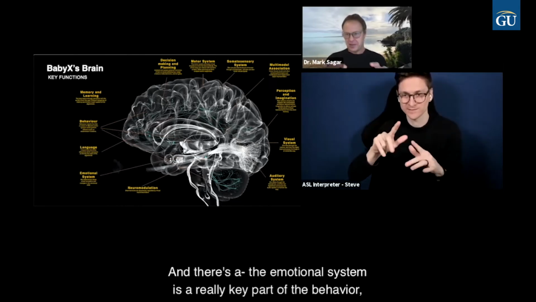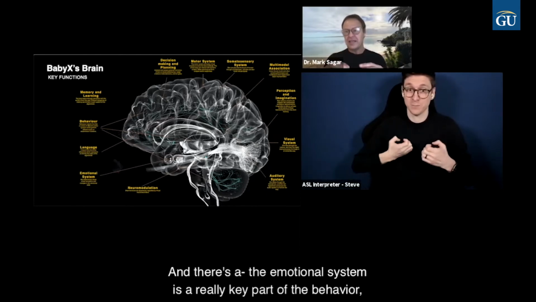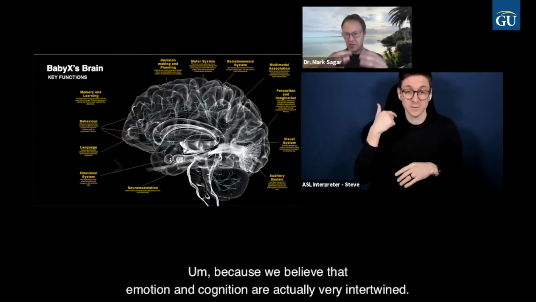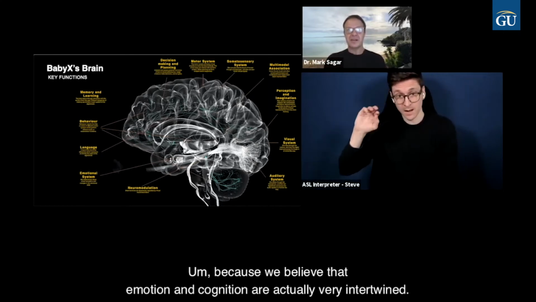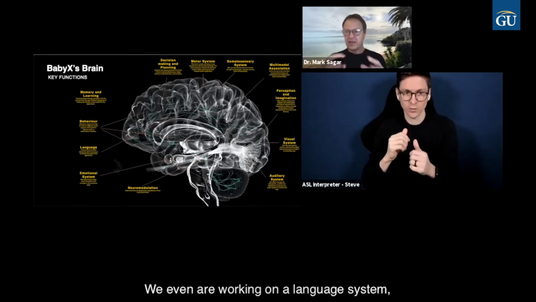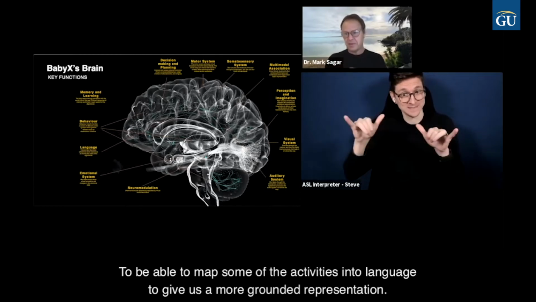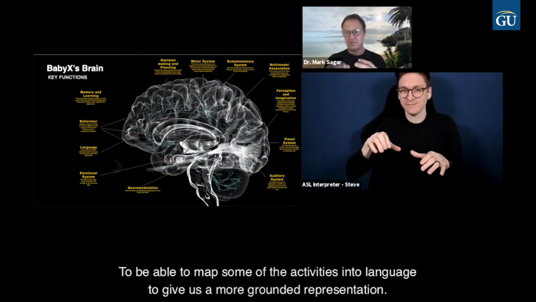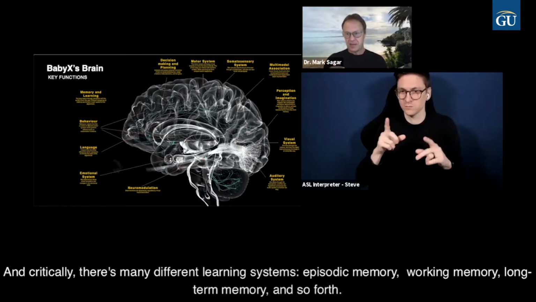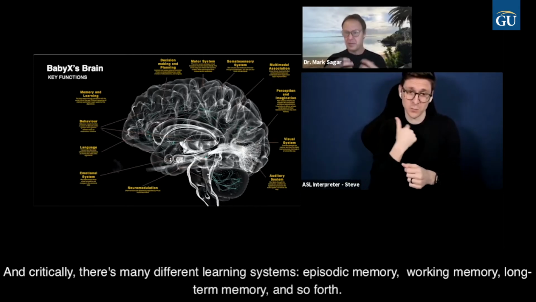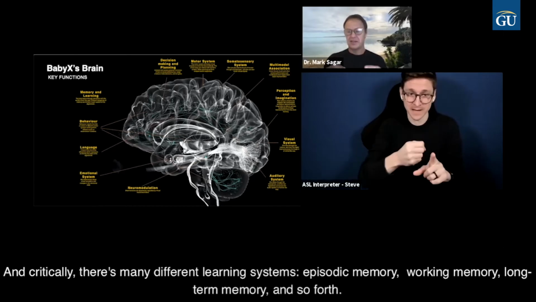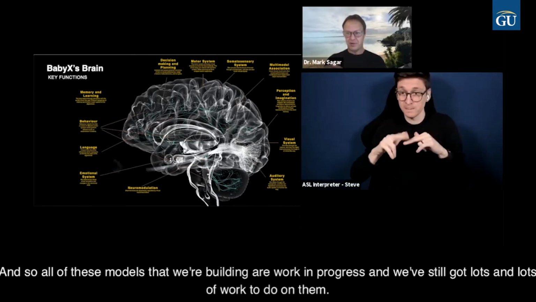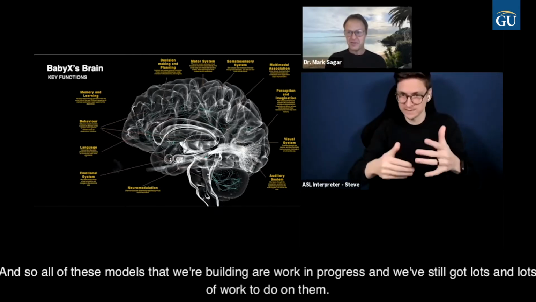And the emotional system is a really key part of the behavior, because we believe that emotion and cognition are actually very intertwined. We even are working on a language system to be able to map some of the activities into language to give it a more grounded representation. And critically, there are many different learning systems, so episodic memory, working memory, long-term memory, and so forth. So all of these models that we're building are works in progress. We've still got lots and lots of work to do on them.